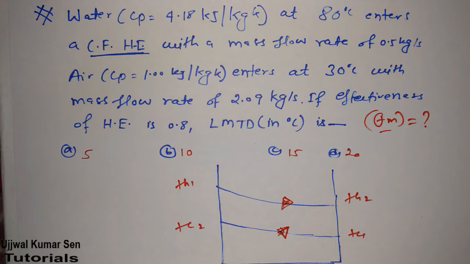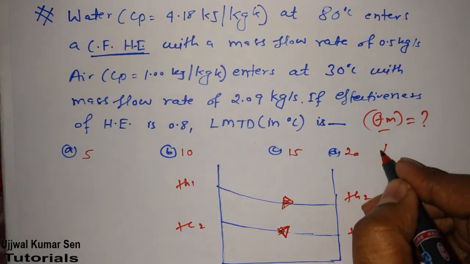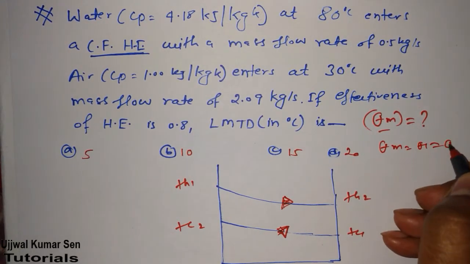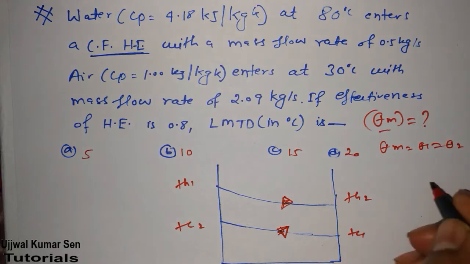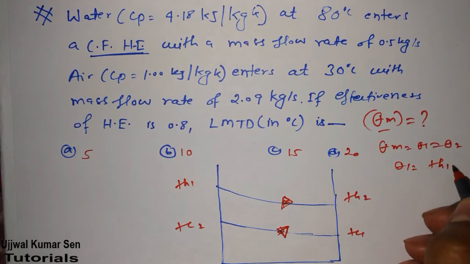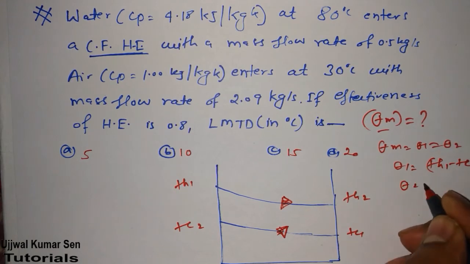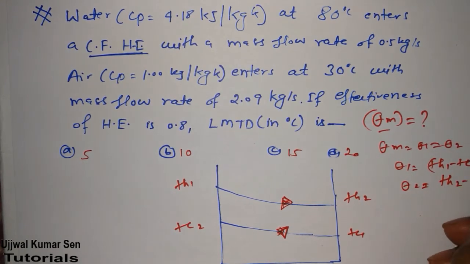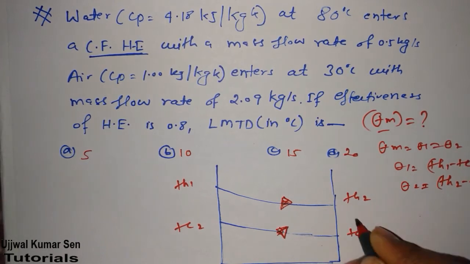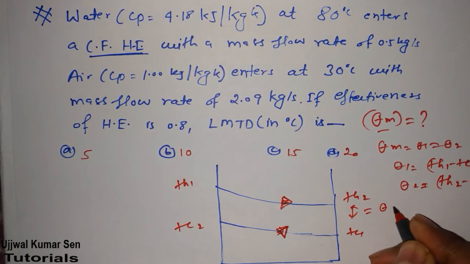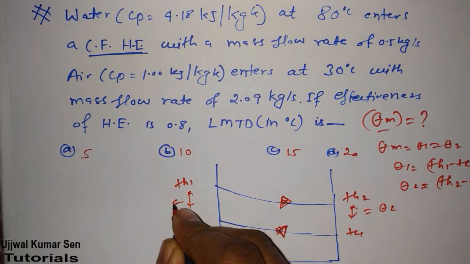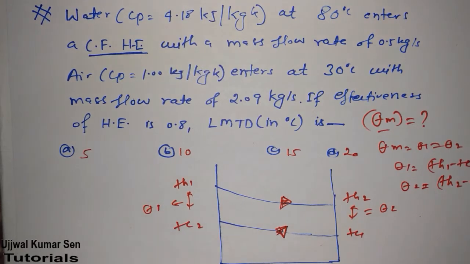And what is LMTD for a counterflow heat exchanger? Theta m is equal to theta 1 is equal to theta 2. And what is theta 1? Theta 1 is equal to TH1 minus TC2, and theta 2 is equal to TH2 minus TC1. I mean, the difference of these two is theta 2, and the difference of these two is theta 1. Got it? So these are the things we require to find theta m.